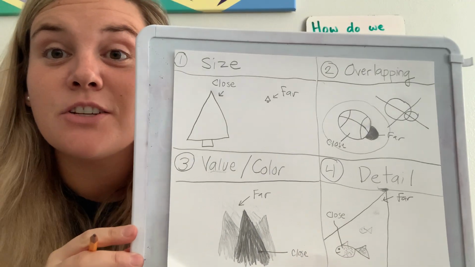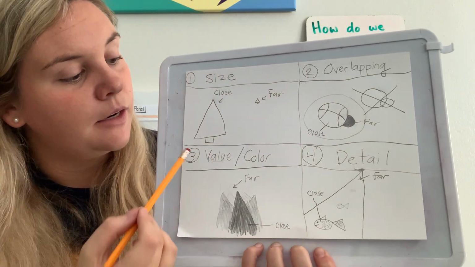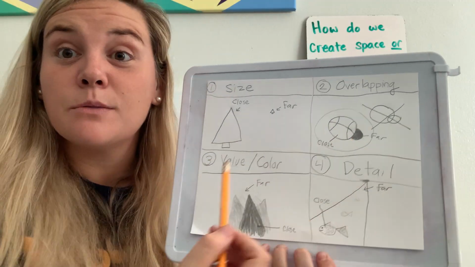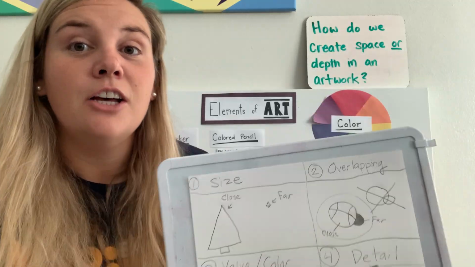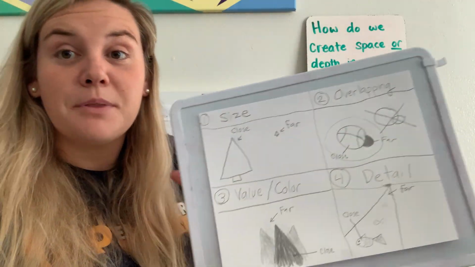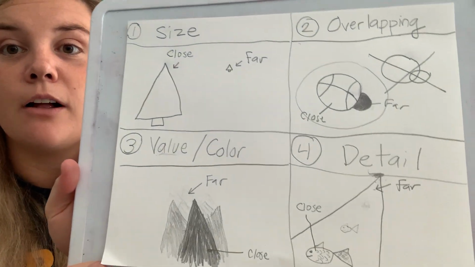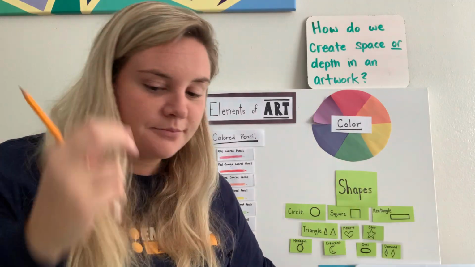So by the end of this drawing, you should have number 1, size, number 2, overlapping, number 3, value and color, and number 4, detail. These are 4 techniques we're going to use in our artwork to make our artwork more realistic, to show space or depth in our artwork. So if you need to pause the video and finish these up, go ahead. I'll hold it here so you can press pause. If you're ready to move on, we're going to move on.